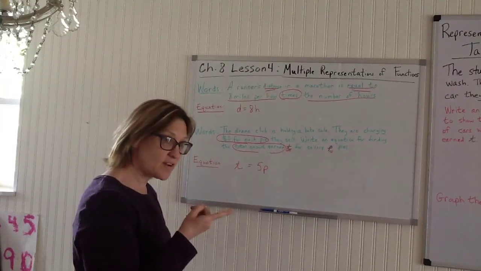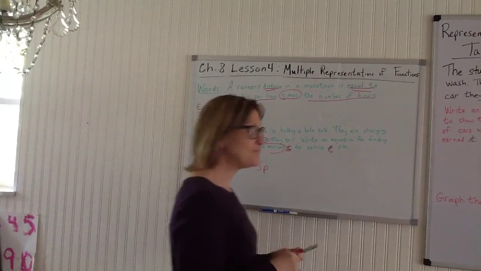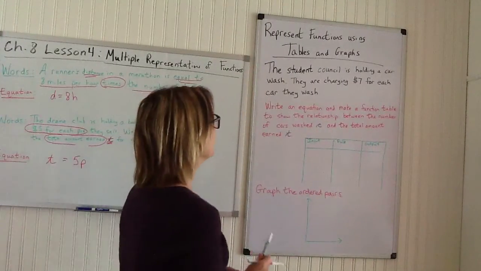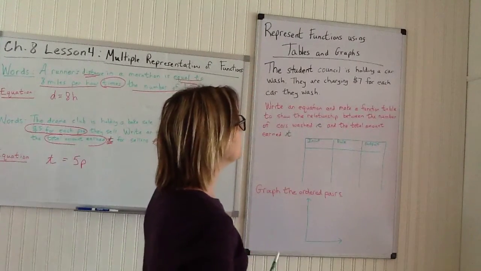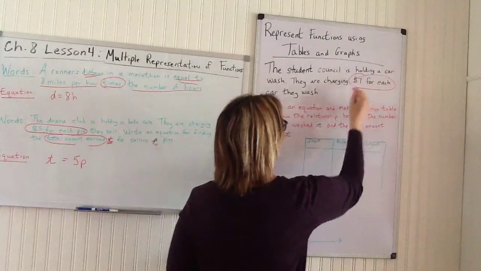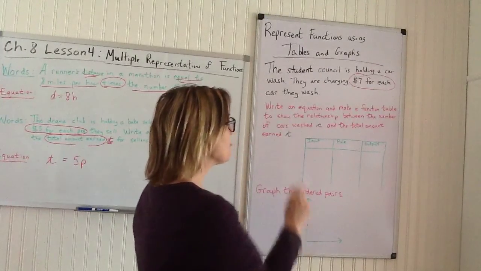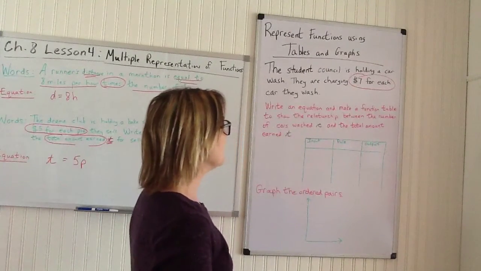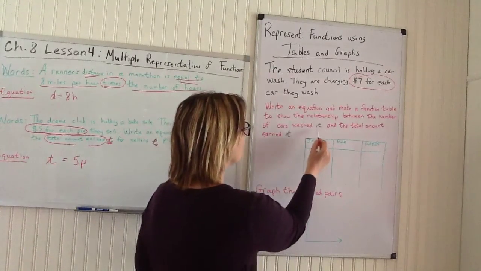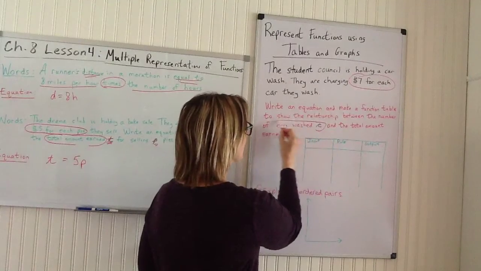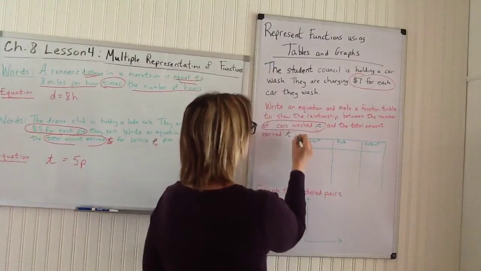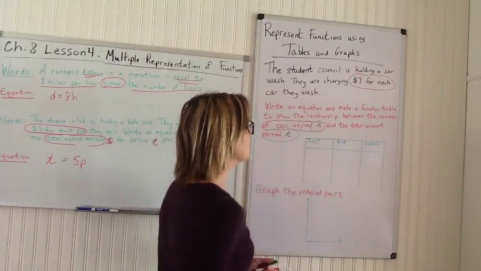Okay, let's take a look over here at the next screen. We're going to represent functions using tables and graphs. So read along with me. The student council is holding a car wash. They are charging $7 for each car they wash. Write an equation and make a function table to show the relationship between the number of cars washed, so we have a C that's going to represent the number of cars washed, and the total amount earned, which will be T. So they've given us our variables.